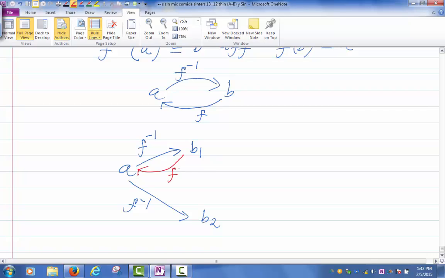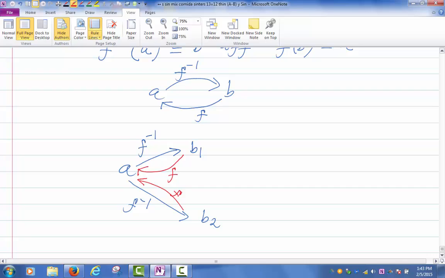Simply means f takes b1 to a. And then, because f inverse of a is b2, I can say that f takes b2 to a as well. So what is happening? If f inverse takes a to b1 and b2, then f must take b1 and b2 to the same a. Right? However, that can't happen. If b1 and b2 are distinct, that cannot happen because f is 1 to 1. For f, two distinct inputs cannot go to the same output, right?